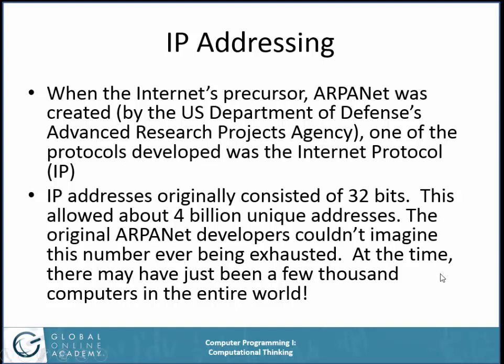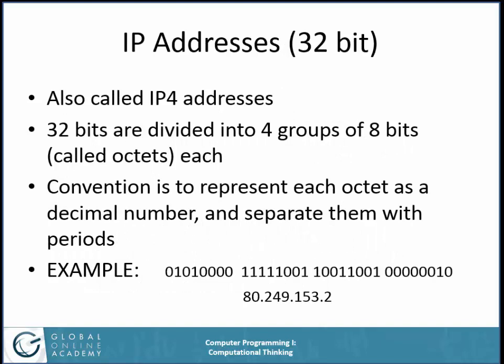Okay, but IP addresses originally were based on 32 bits, and much of the time today are still using just those 32 bits. Now here's how an IP address, a 32-bit one, works. These are also called IPv4 or IP version 4 addresses. The 32 bits are divided into 4 groups of 8 bits. They're called octets. The convention is to represent each octet as a decimal number because humans don't like spelling off 0101000011111001100110001. We can't remember things like that.